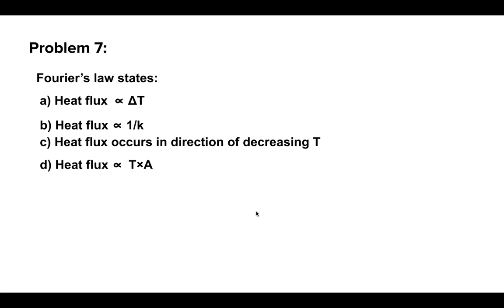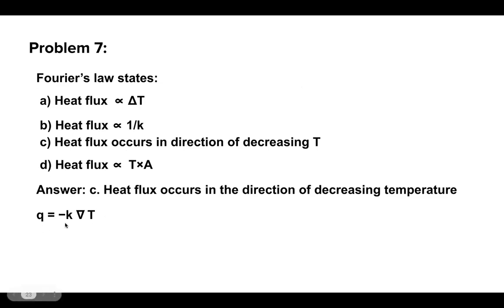Fourier's law of heat transfer. Here the heat flux is along the decreasing direction of T. That is the right answer because q is given as minus k times the temperature gradient. So it is proportional to the temperature gradient, but with a negative sign. It is along the negative direction. So the heat flux occurs in the direction of decreasing T. That is option C, the right answer.